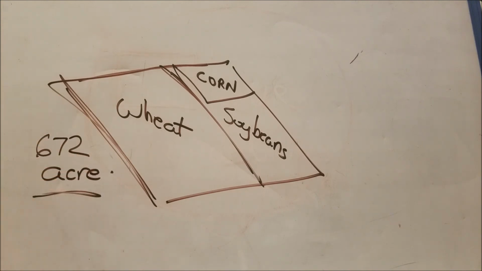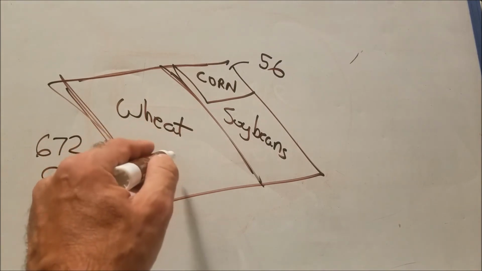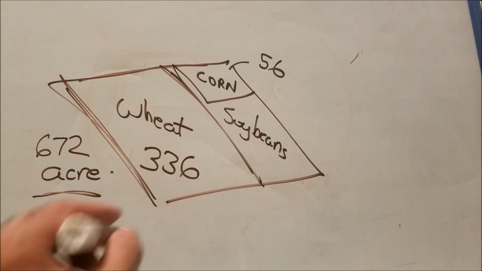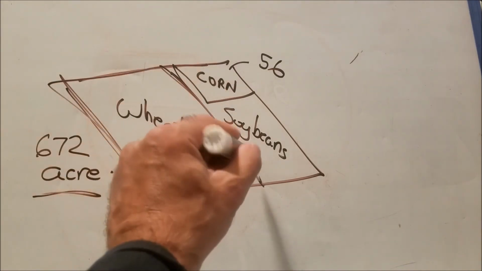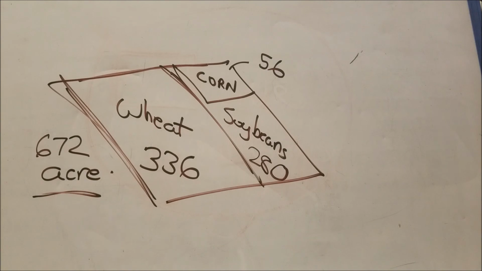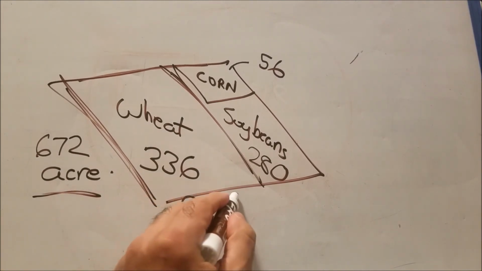So 672. And then we have, let's say that corn, over here has 56 acres. Let's say wheat has 336 acres. And soybeans, if we add all this together, it has to be, we can't just say, 280. So if we add all this together, we'll get 672. Now, how are we going to find the ratios? So we want to know the ratios of corn, wheat, and soybean.